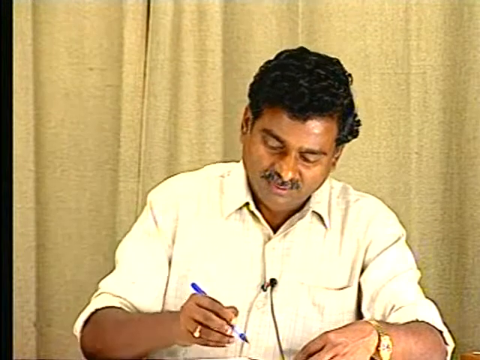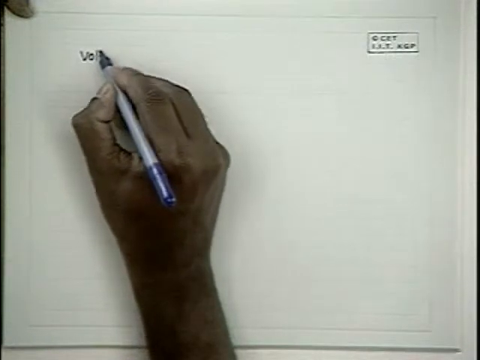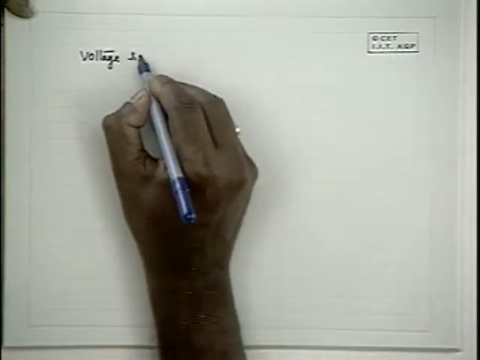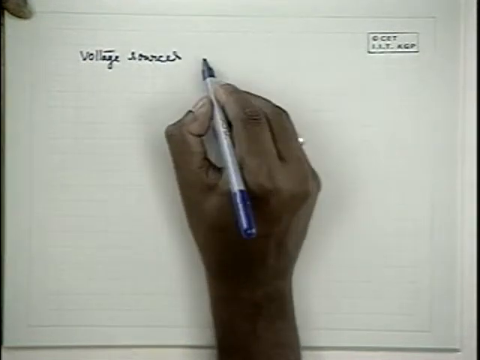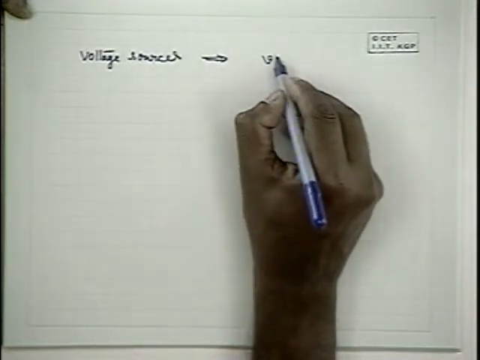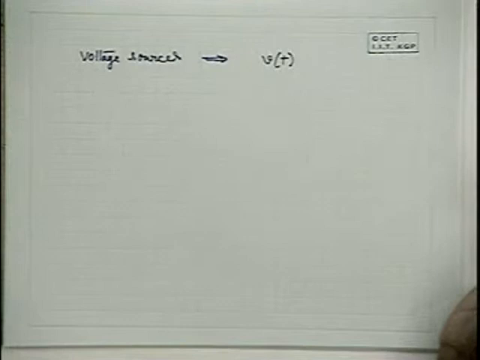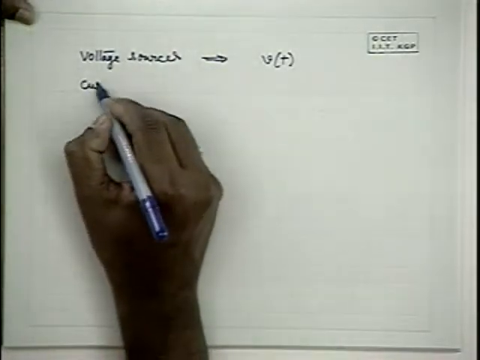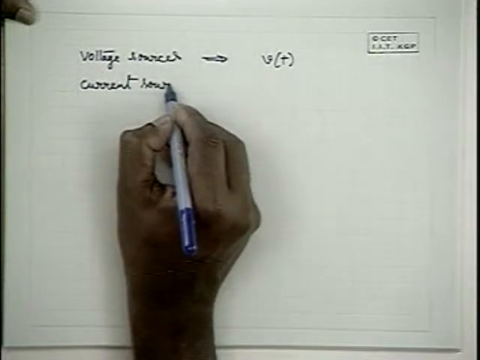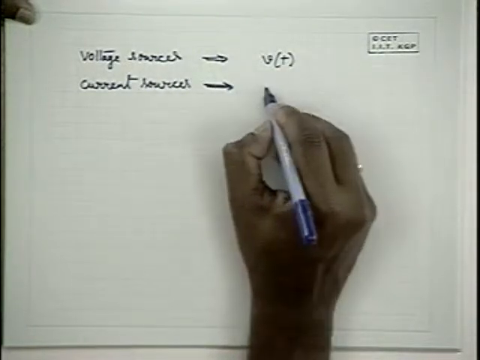Now, coming to the sources which are used as the input sources to the amplifiers, we have different kinds of input sources. Some sources give you voltage as the signal. Such sources are known as voltage sources. Voltage sources give you a voltage signal as a function of time. The voltage may be in millivolts or volts. Whereas current sources give you current as a function of time.